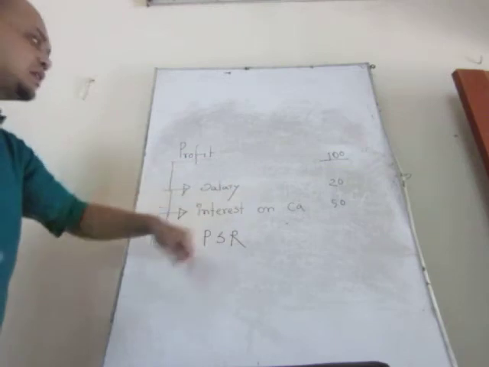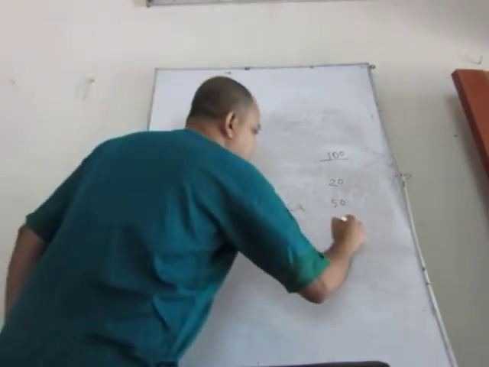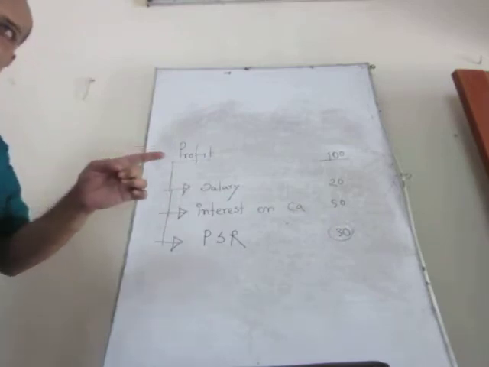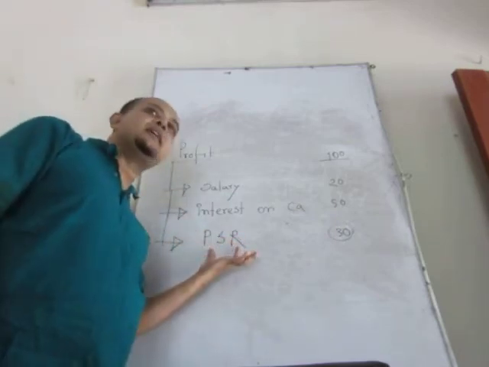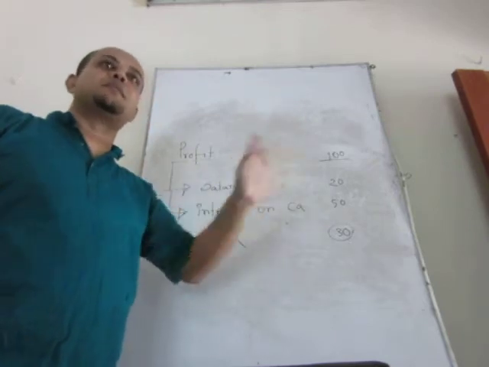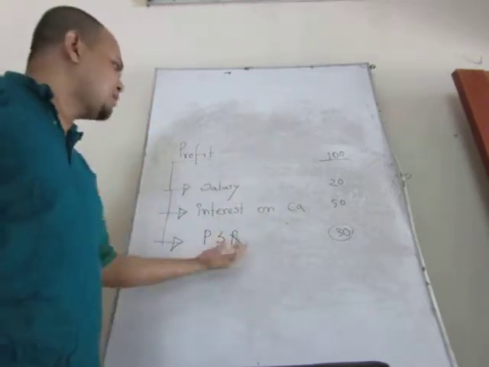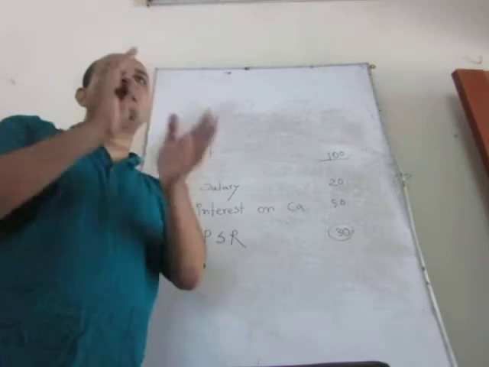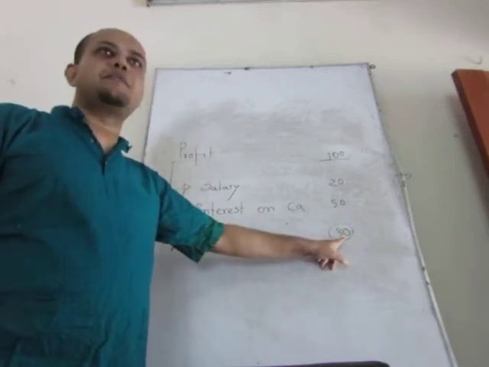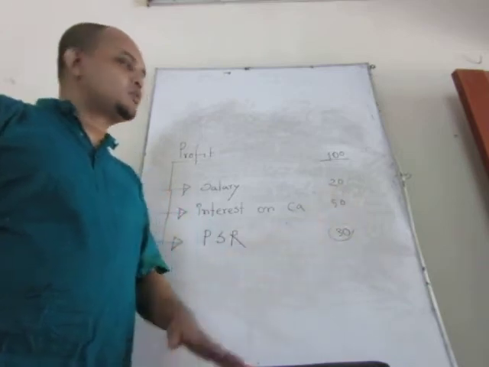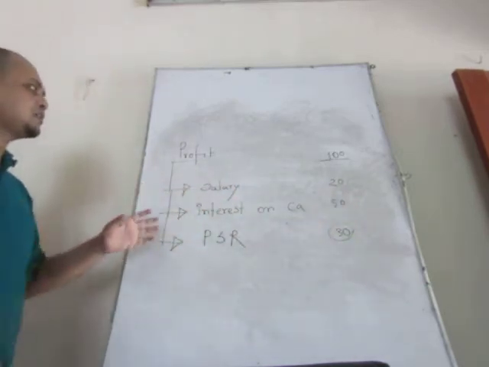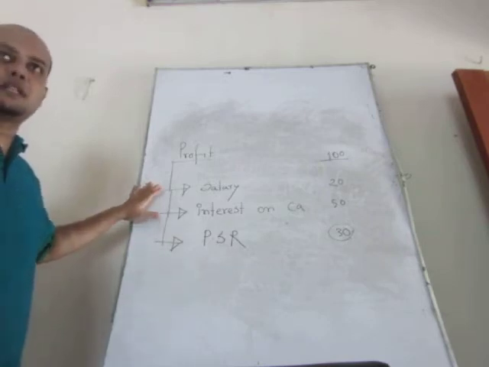$70. The remaining $30 will be distributed between the partners according to the PSR ratio, the profit sharing ratio, which is agreed in the partnership deed. For example, suppose both partners share profit equally each time. In that case, each individual will be provided $15 and $15, right? So this is how you can appropriate the profit generated between the partners.